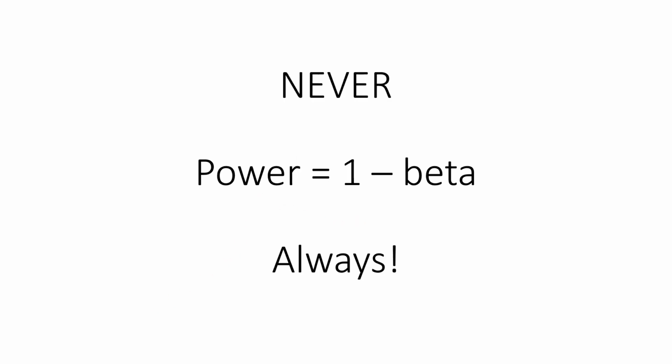So the answer to that question is never. Power is always 1 minus beta, always. But there are some tricky questions that you might face that might make you think otherwise. Now let's see a couple of examples and different scenarios how this can differ.